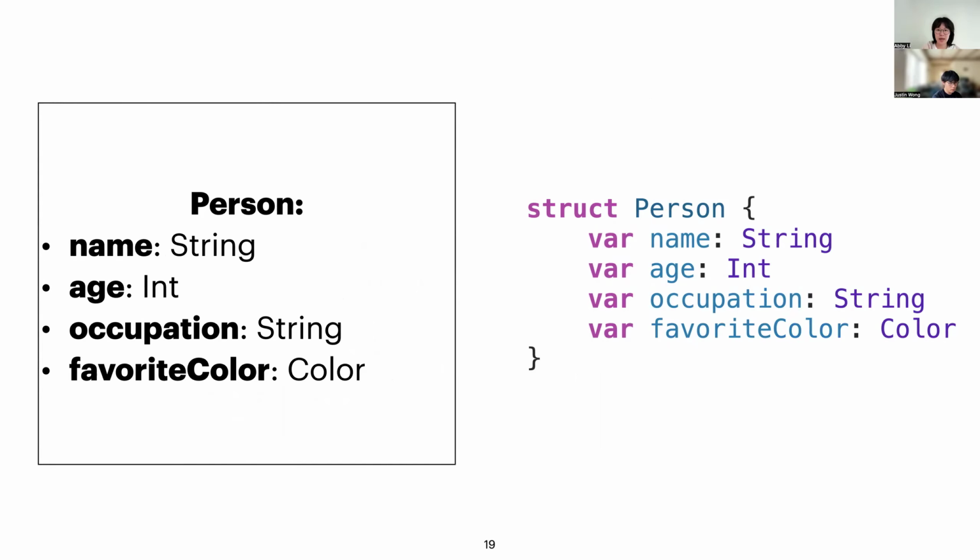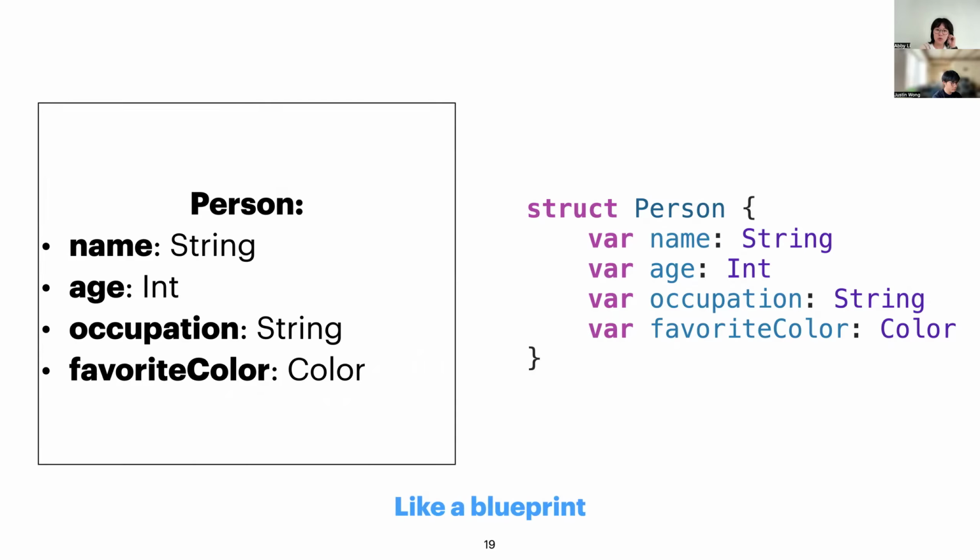A struct lets us package related properties together into one coherent type. You can think of the type like a blueprint. It describes what a person is supposed to contain, but it is not yet a specific person until you create an instance from it.